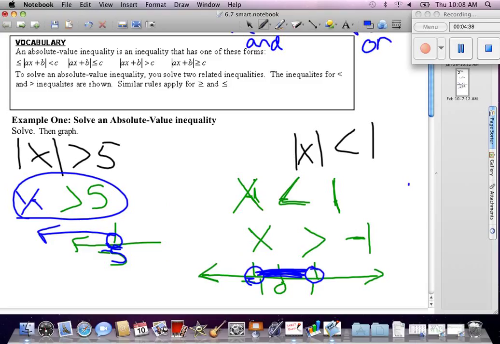Okay, so the big thing you're learning today is writing the inequalities two different ways. You write it just as it is, that's the positive way, and then you write it with a negative and flip the sign.